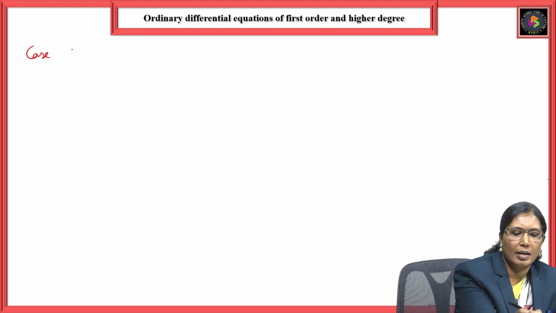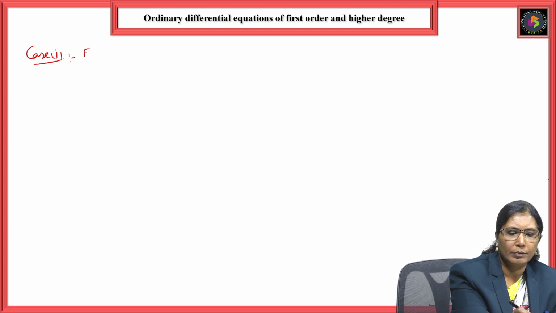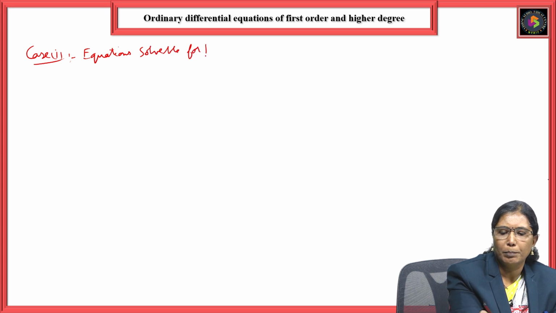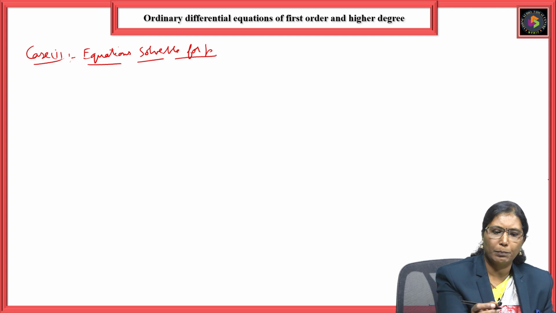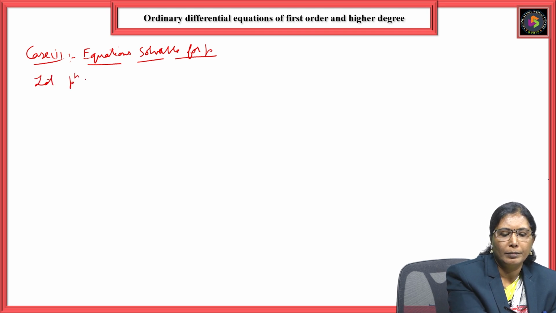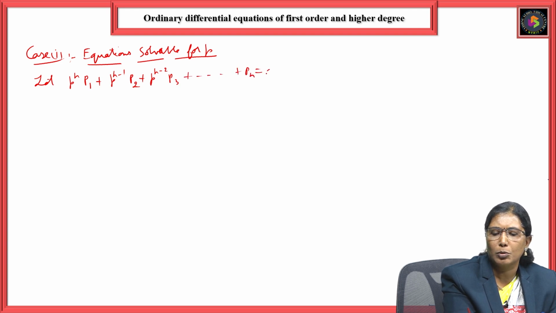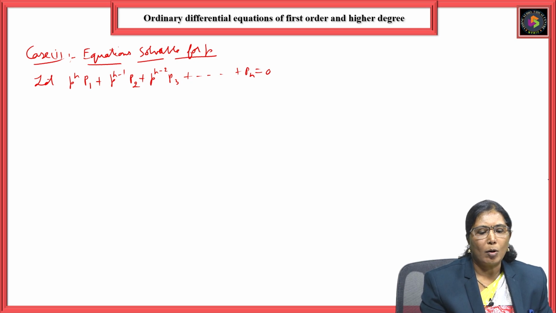Case 1. Equations solvable for p. Let p to the power n, p1, plus p to the power n minus 1, p2, plus p to the power n minus 2, p3, plus so on, plus pn is equal to 0 be an ordinary differential equation of first order and nth degree.